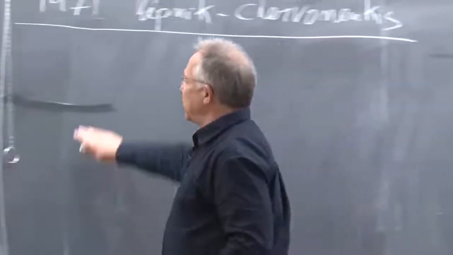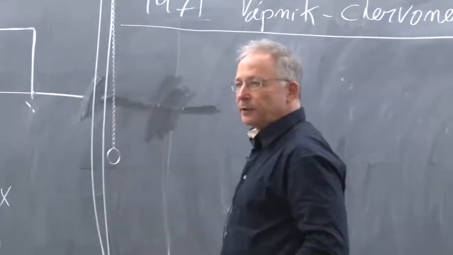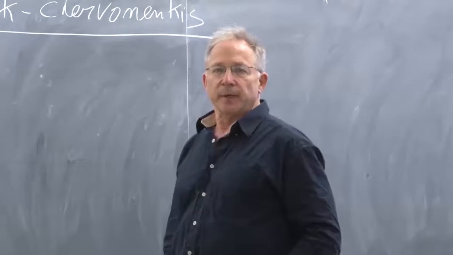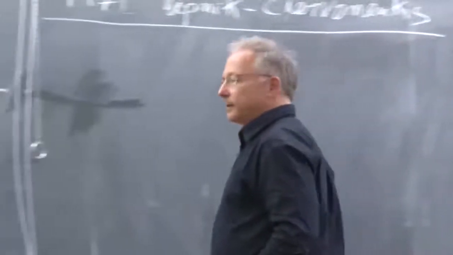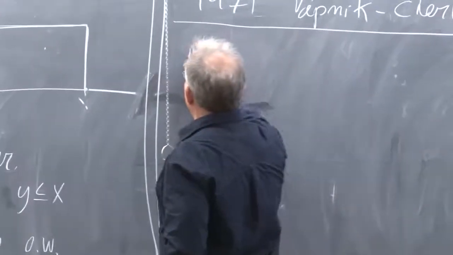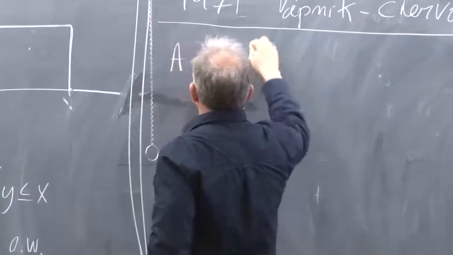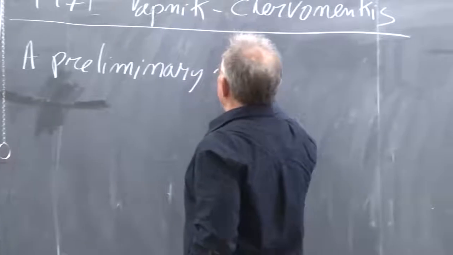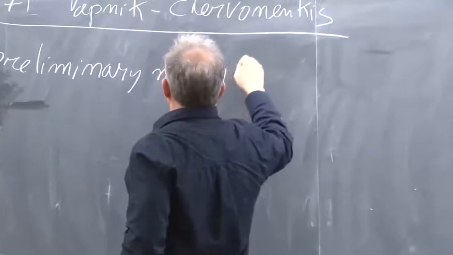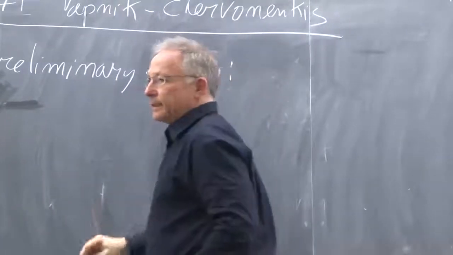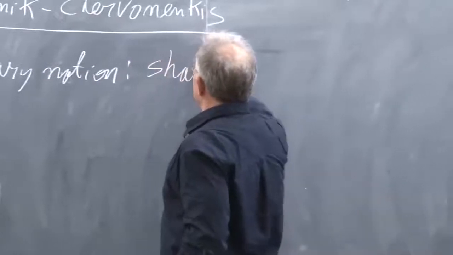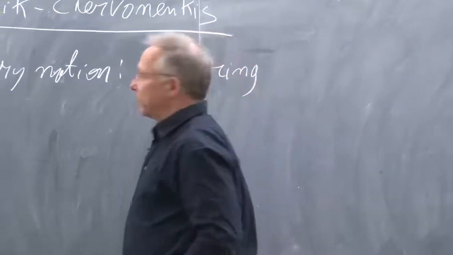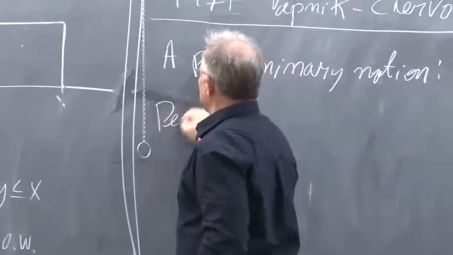So before we can go into the Vapnik-Chervonenkis dimension, we need to define a preliminary notion. And the preliminary notion is shattering. So here is the definition.